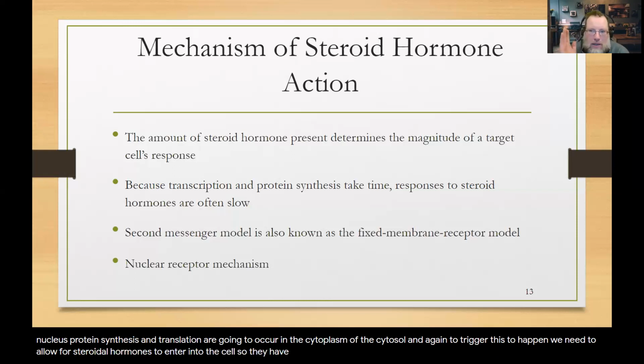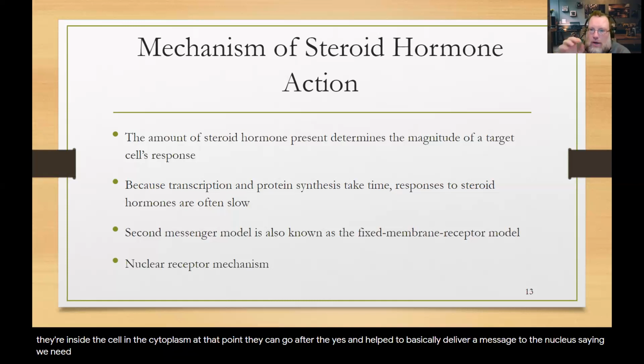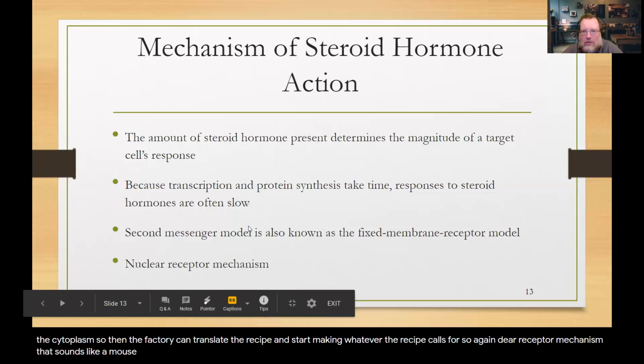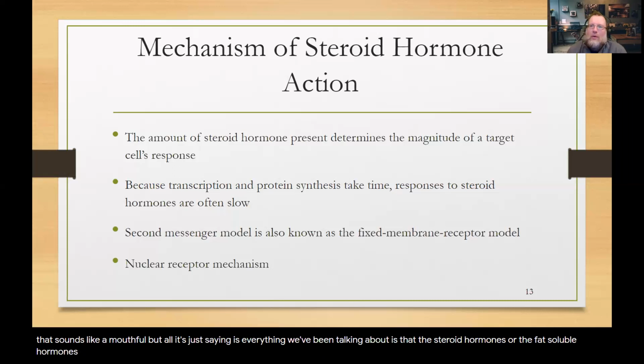So they have no problem getting into the cell because of the phospholipid bilayer. Once they're inside the cell, in the cytoplasm, at that point, they can go after the nucleus and help to basically deliver a message to the nucleus saying, we need you to transcribe X particular recipe. In other words, we need you to photocopy this recipe and deliver it out of the nucleus into the cytoplasm, so then the factory can translate the recipe and start making whatever the recipe calls for. So again, nuclear receptor mechanism. That sounds like a mouthful, but all it's saying, from everything we've been talking about, is that the steroid hormones or the fat-soluble hormones are going to have their receptors inside of the cell and typically on the surface of the nucleus.